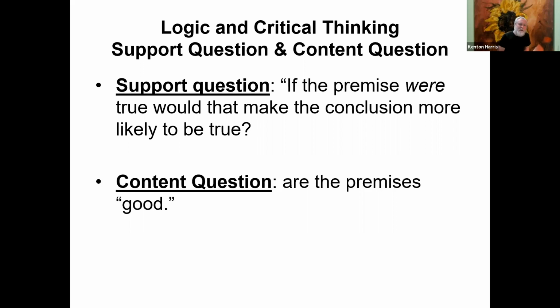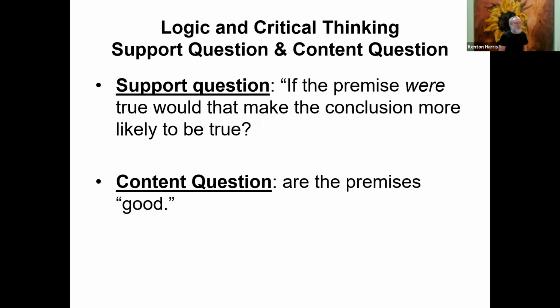Let me mention that, let's say you ask the support question. If the premises were true, would they make the conclusion more likely to be true? And the answer to that question is no. That even if the premises were true, they would not increase the likelihood of the conclusion. Well, notice at that point, you're kind of done. There's really no point in moving on to the content question, because notice what you've said. You said, look, even if everything you said is absolutely correct, it doesn't support the conclusion you want me to accept. Right? So that's a really terrible argument.